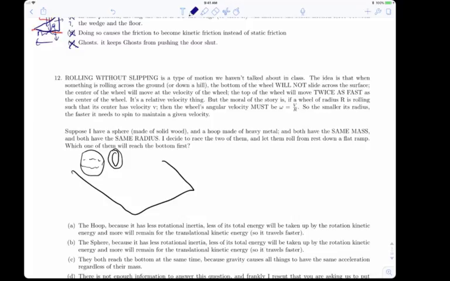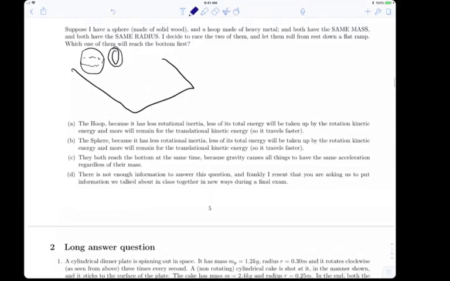and both have the same mass and the same radius. I decide to race the two of them and let them roll from rest down a flat ramp. Which one of them reaches the bottom first? We talked about this actually a little while ago. Somebody asked literally this question. The idea is that one of them goes like that, and the other one goes like that.